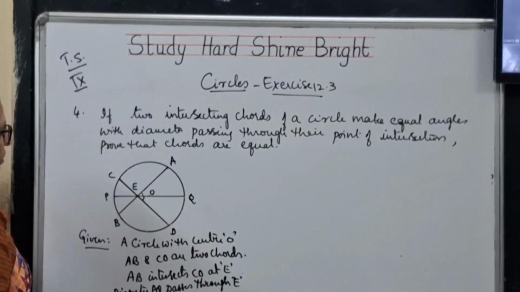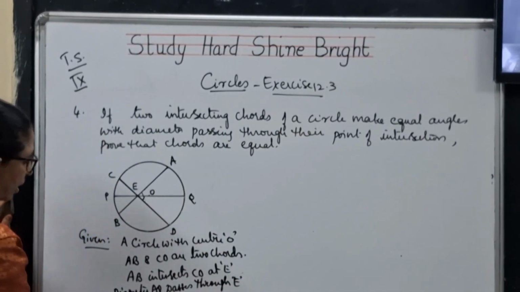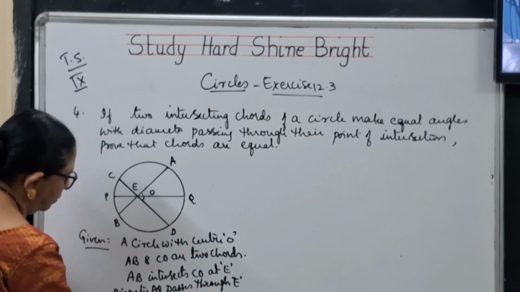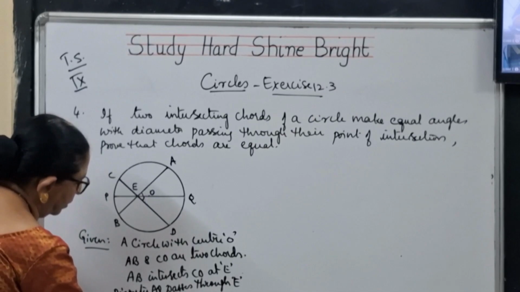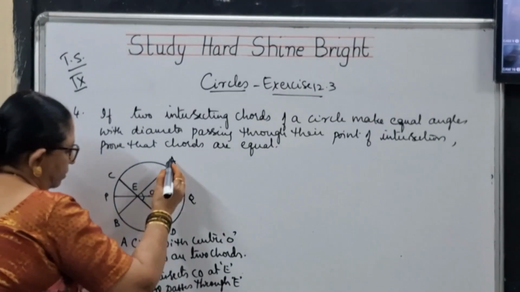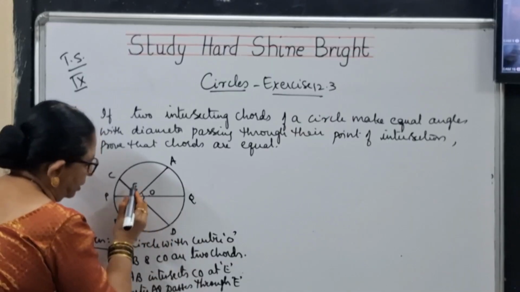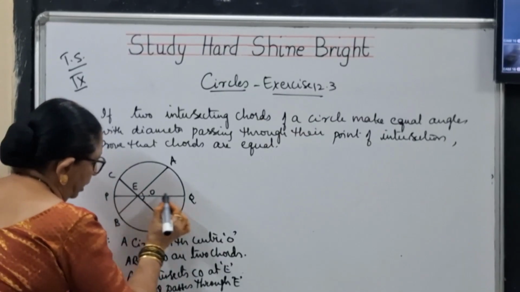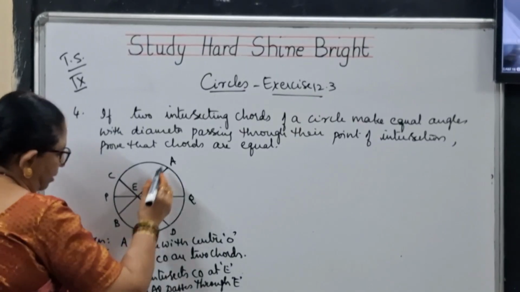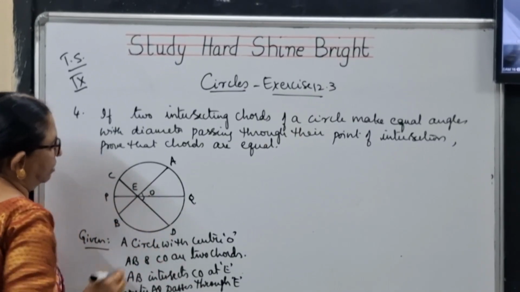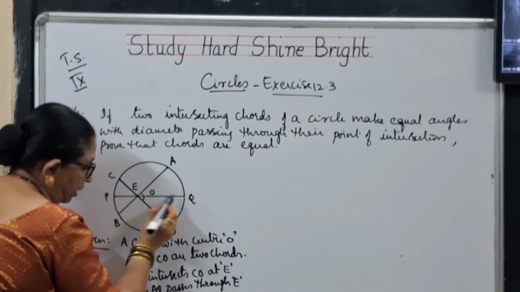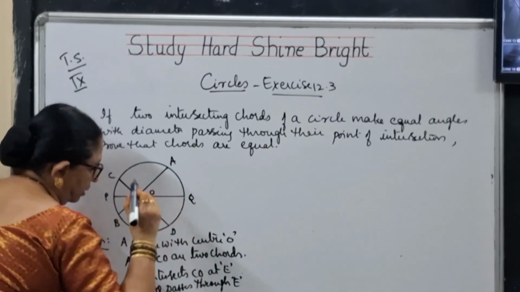And also they said they make equal angles. Angle AEQ is equal to angle DEQ. This is given to us. These are the two chords which are intersecting at a point E and a diameter is passing through this point E, and these two chords are making equal angles with the diameter passing through their point of contact. That means AEQ is equal to DEQ.